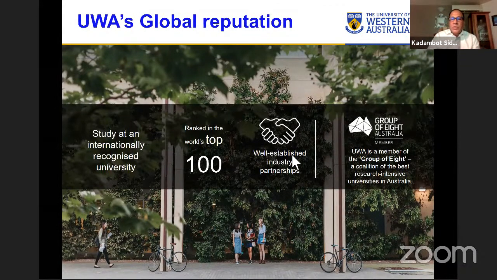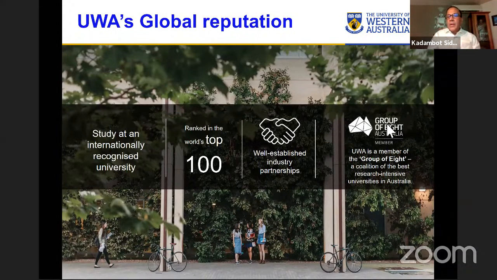Some of the big things which we appreciate is a well-established industry partnership, meaning for engineers, agriculture scientists and medical doctors, we are connected with the community and the industry. For the majority of my research, including the research done by Rupali, we get industry money, farmers' money, and we have been pretty good in getting that money to do our research, and then we translate that research to the farming community. The last point on this slide is the Group of Eight universities.